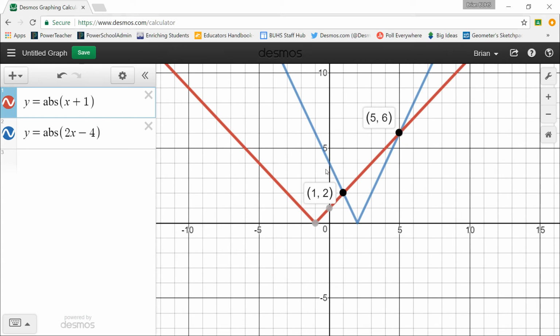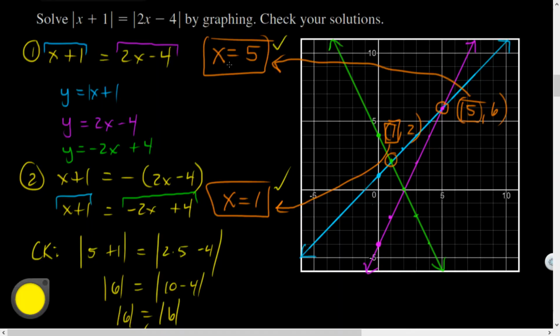So at 5 and at 1. At 5 and at 1. Are 5 and 1 my solutions? 5 and 1 were my solutions. Craziness, huh? All right, tricky tricks.